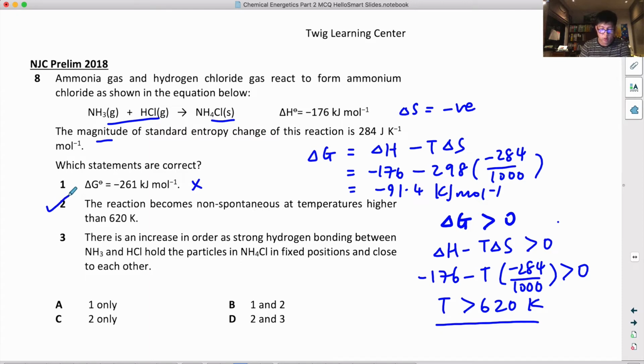Okay, there's an increase in order as strong hydrogen bonds between ammonia and HCl hold the particles in ammonium chloride in fixed position. That is totally untrue because ammonium chloride is already an ionic compound. So there are actually no hydrogen bonds whatsoever. So the answer for this has to be C, 2 only. Okay, let's look at the next question.